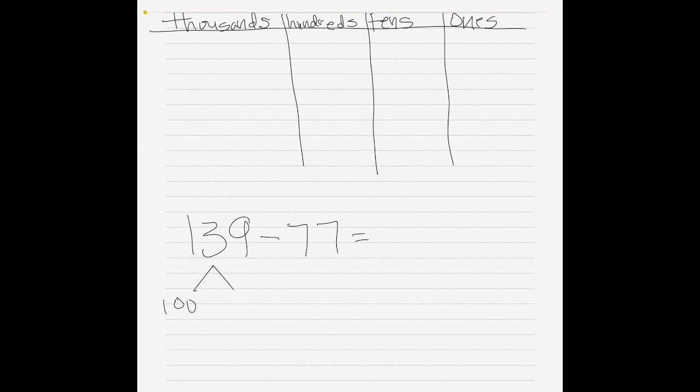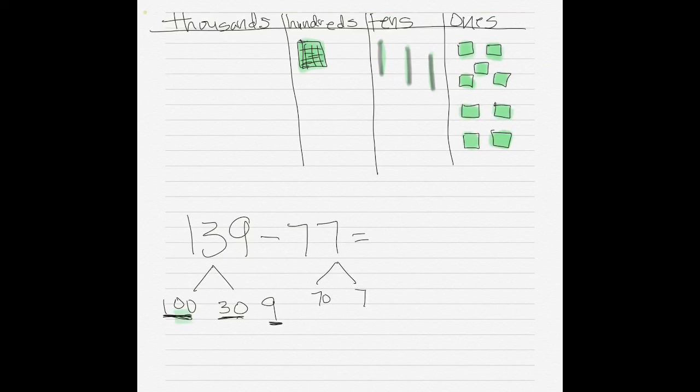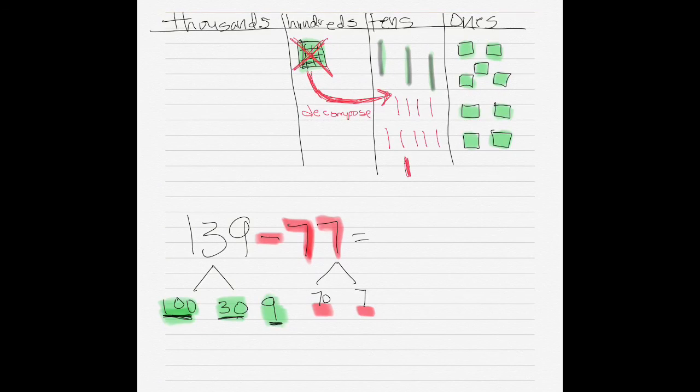If I subtract, I will decompose 139 by subtracting 77. I will take away 70 and 7. So I need to decompose this 100 flat into tens. Here I have 10 tens.